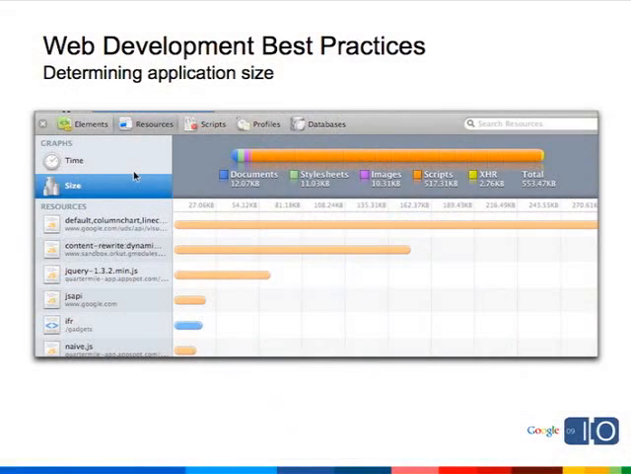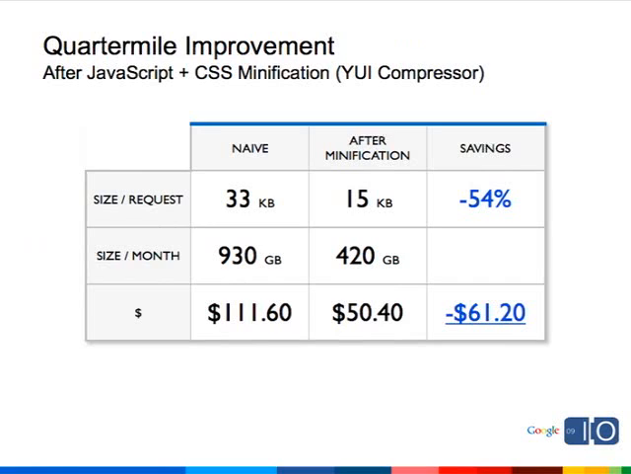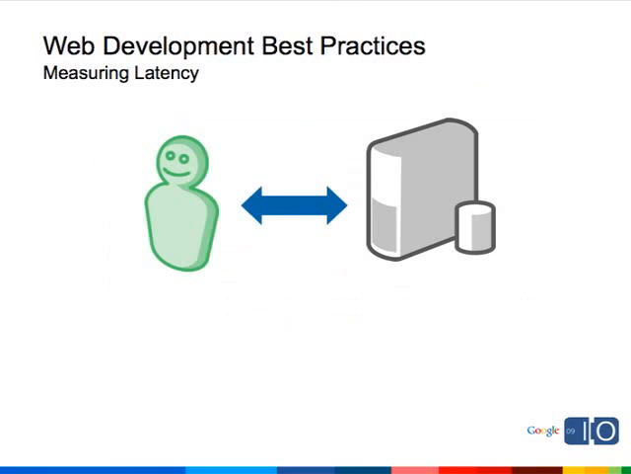You can see the result when using those tools in your browsers. Here's a little example of what it would look like in Safari, and you see a total download size. When we did this to Quartermile, we noticed that we saved up to 54% of the download size on the JavaScript and the stylesheet assets. So that's a huge reduction in the amount of bandwidth required, and you sped up your application quite a bit as well, resulting in a saving on this monthly amount of $61. So that's pretty good. The next thing you want to look at is latency.